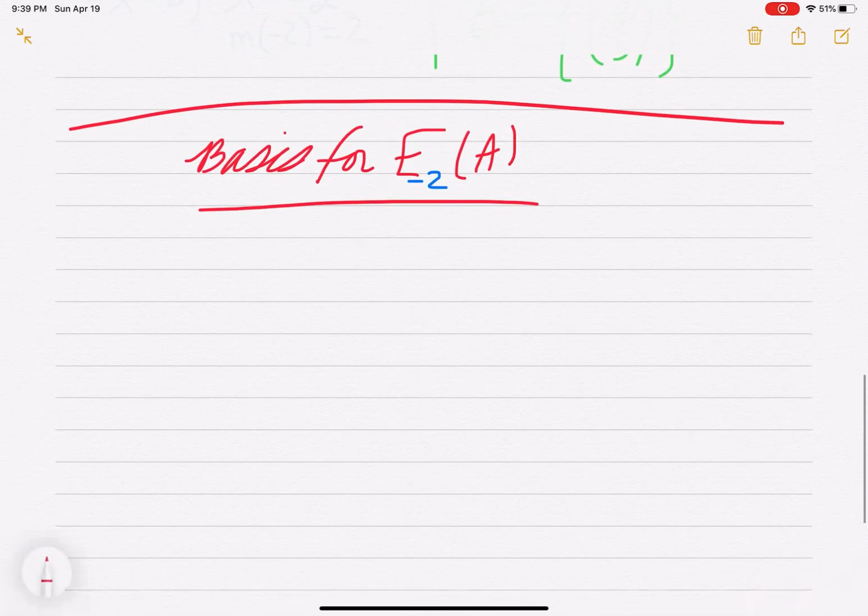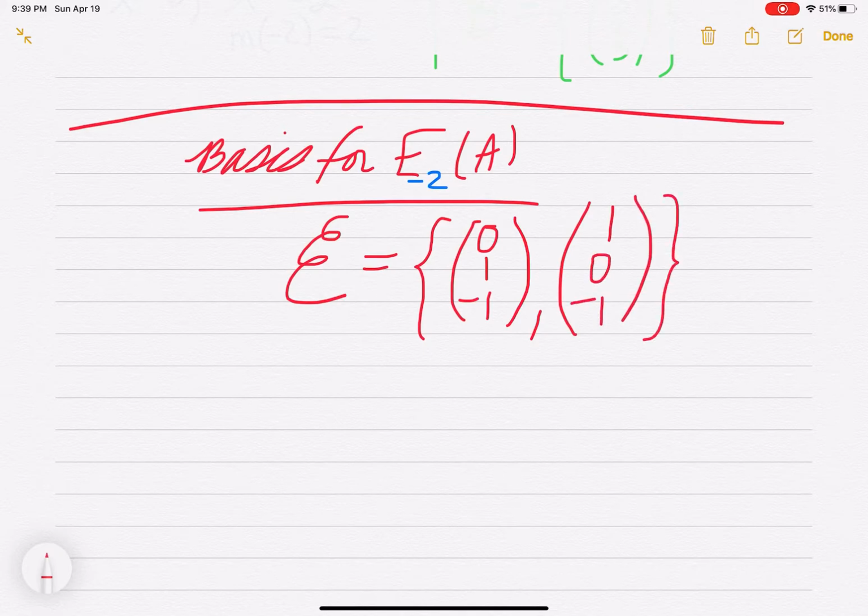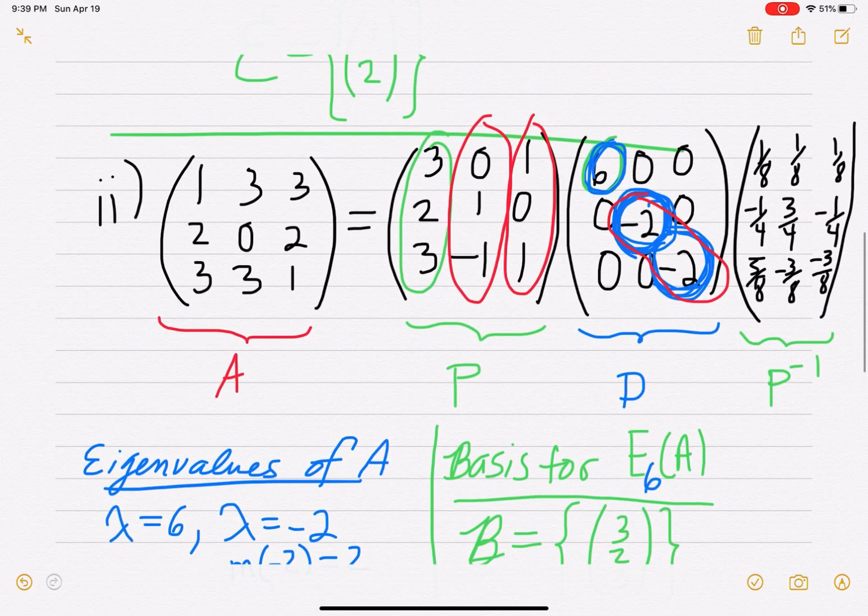So my basis here, I'm going to call it script E. It's going to consist of 0, 1, negative 1. It's the second column of P. And then 1, 0, negative 1. That was the third column of P. So it's a two-dimensional vector space. So all the vectors in that eigenspace can be built from those two eigenvectors, basically.